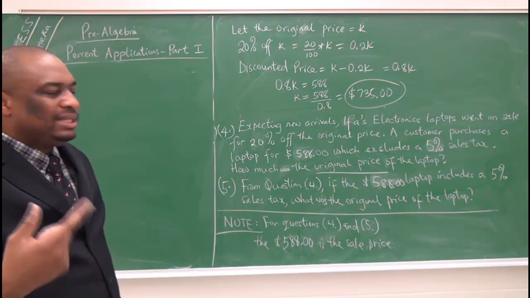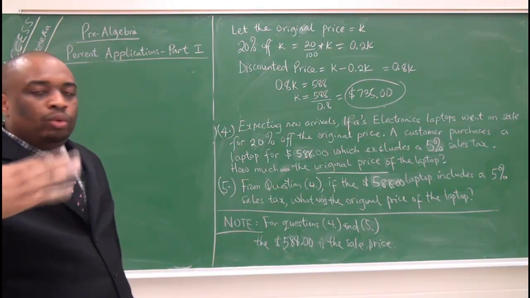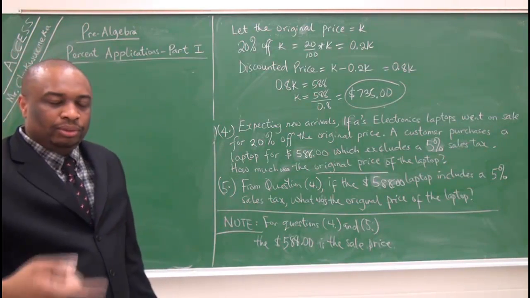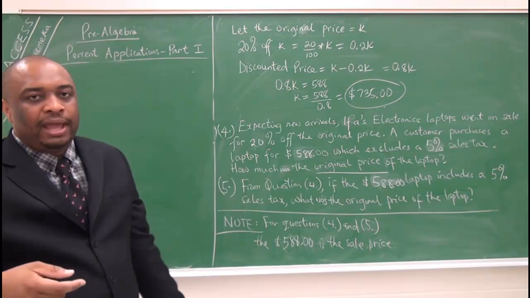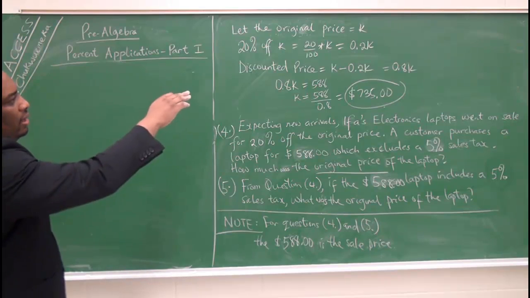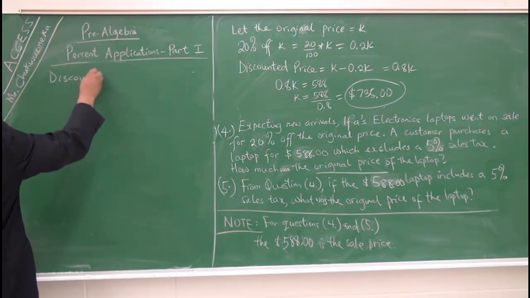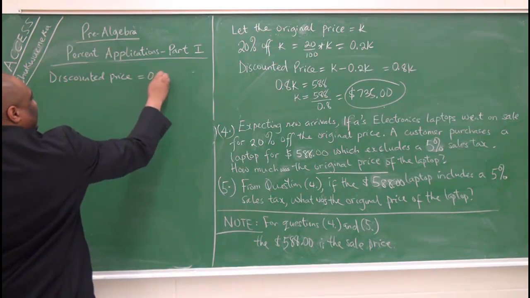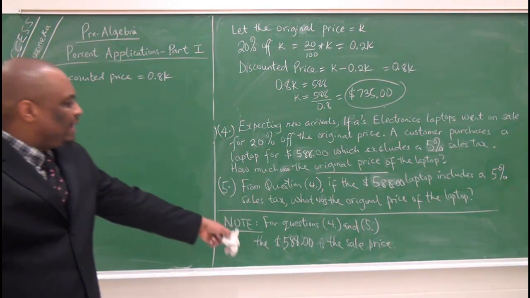In this case you will see that the original price will be smaller, because the $588 will include the sales tax. So the original price is going to be smaller than $735. But how do we find it now? We still have that the discounted price is 0.8K. That's the discounted price.